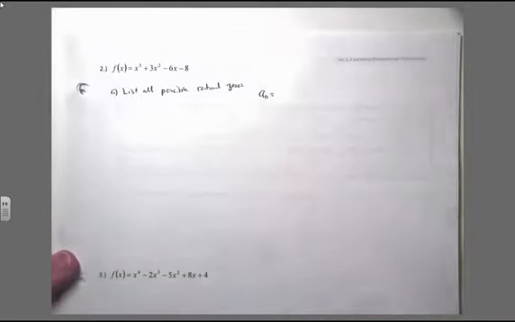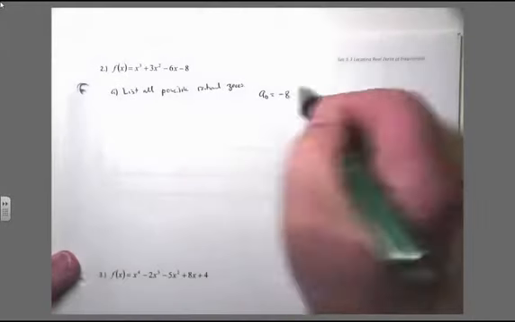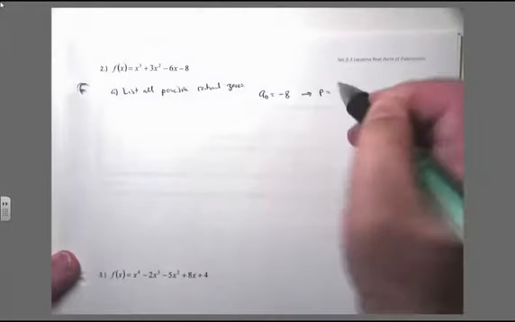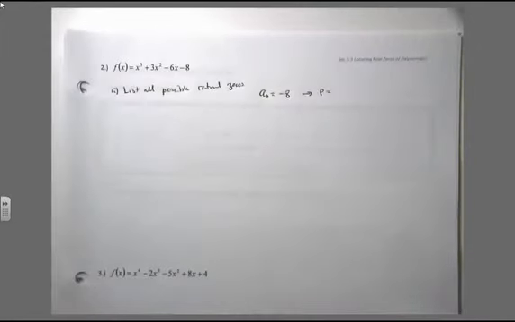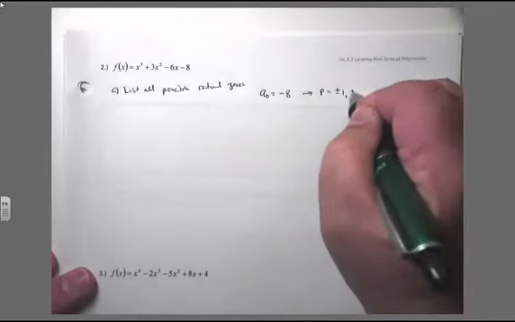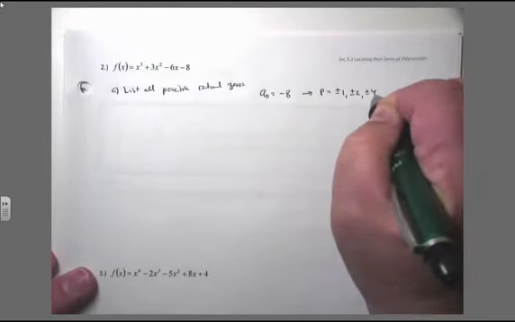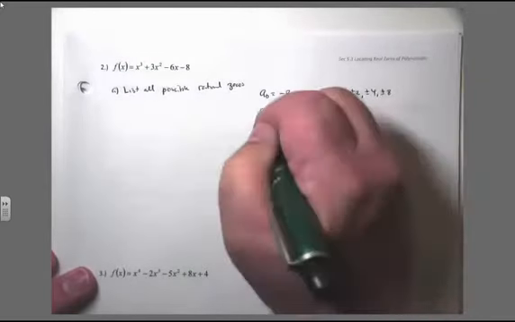First thing you got to do is list all possible rational zeros. You start with a0, the constant term. What's the constant term on this problem? -8. And you list all the factors. These are called the p's. What are the things that divide into -8? Plus or minus 1, plus or minus 2, plus or minus 4, and plus or minus 8.